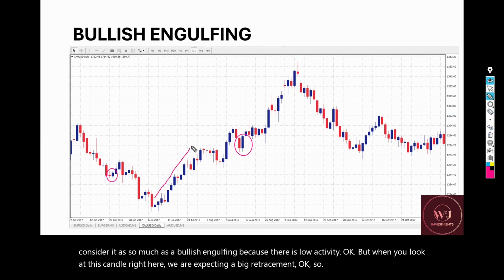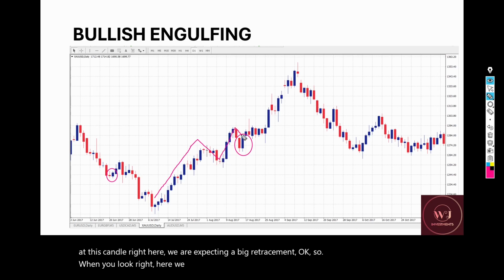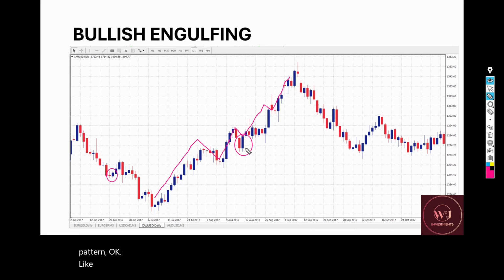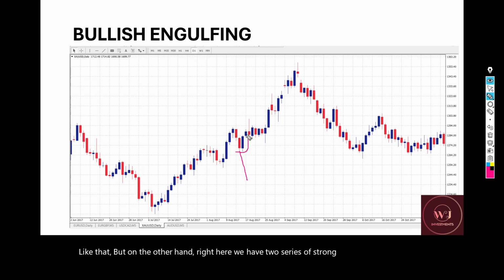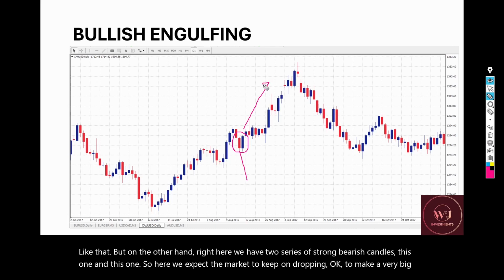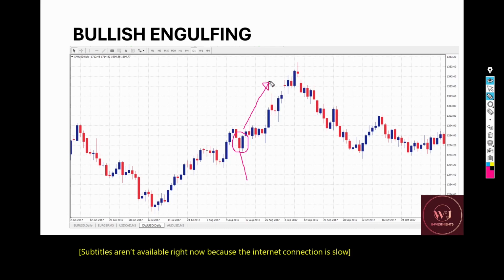When you look right here, we can see that we are having a series of higher high, higher low pattern. But on the other hand, right here we have two series of strong bearish candles, this one and this one. So here we expect the market to keep on dropping, to make a very big correction. But then it was followed up by this bullish candle covering the entire body of this bearish candle, which was an active candle, and therefore we got a new push in price to go higher.